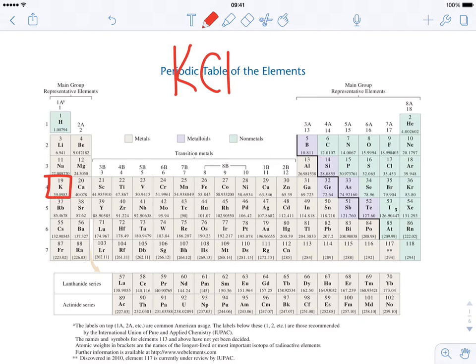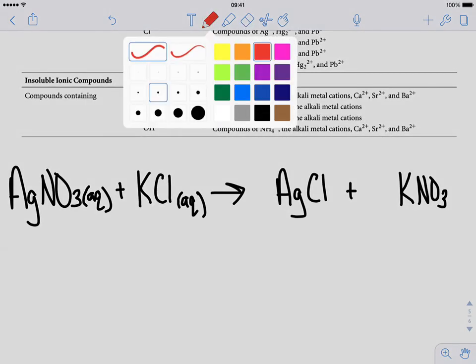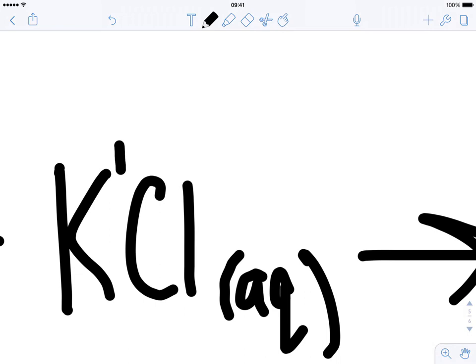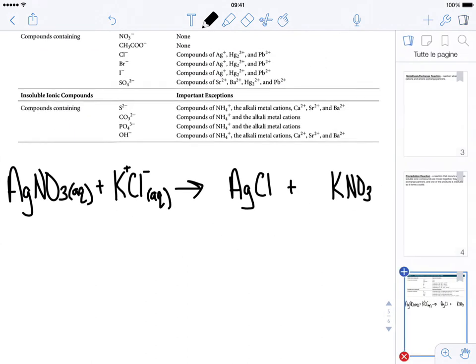It's in the first column, and those elements in that column form +1 cations. Chlorine on the periodic table is in this column right here, and elements in this column form -1 ions. If we have +1 and -1, the charges cancel out, and we're left with a compound with a net charge of 0. So that's perfect. That's exactly what we want. So if we go back down here to our reaction, we're going to write that in. We're going to write potassium as a +1 charge and chlorine as a -1 charge. Okay, now let's look at silver nitrate. Go back up.